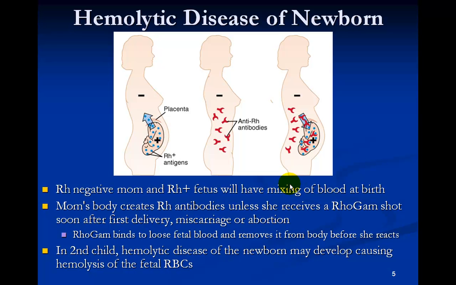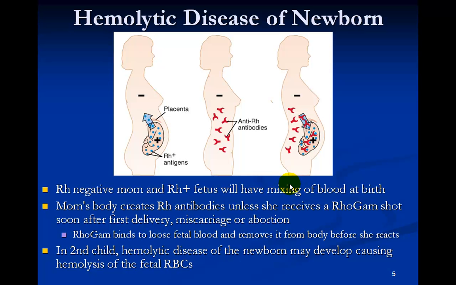Hemolytic disease of newborns is a problem where an Rh negative mom, that's one without those antigens, and an Rh positive fetus, and that could come from the father, will have a mixing of blood at birth. Mom's body then creates Rh antibodies, which are going to oppose any future Rh positive blood that it finds in its blood system. And that will happen unless she receives a special injection, a RhoGAM shot, very soon after the very first delivery, or miscarriage, or abortion, any of those 3.